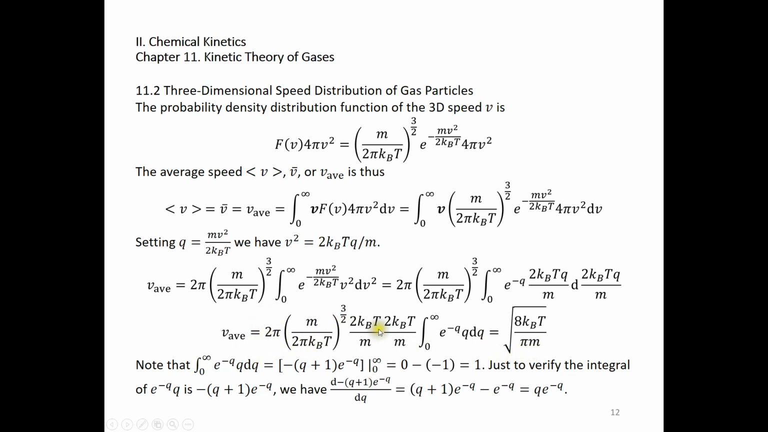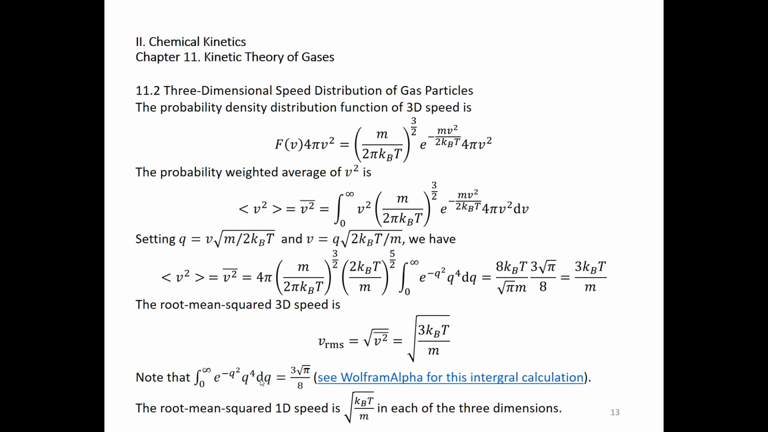You have a 2 here, you have a 2 here, you have a 2 here, that's 8. But also you have this one. This one is actually 1 over the square root of 8, so you have the square root of 8 over there. Yeah, from here to here, it is tedious, but it's very simple algebra. If you are patient enough, you can go from here to here. And this integral is simply 1.